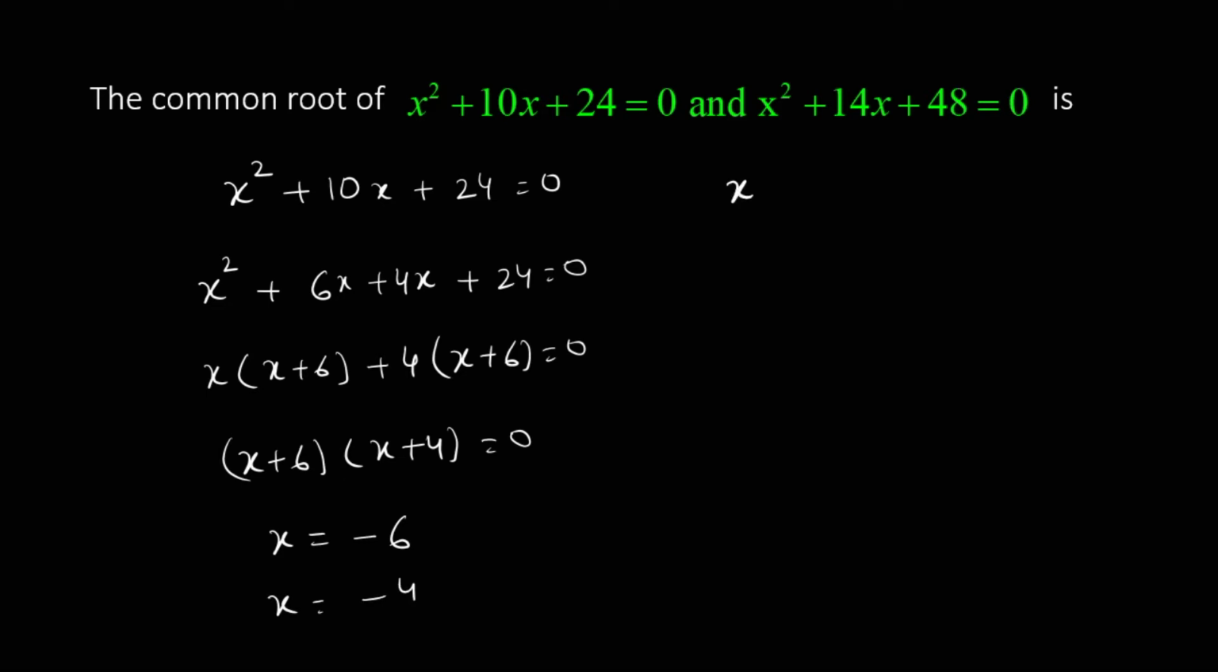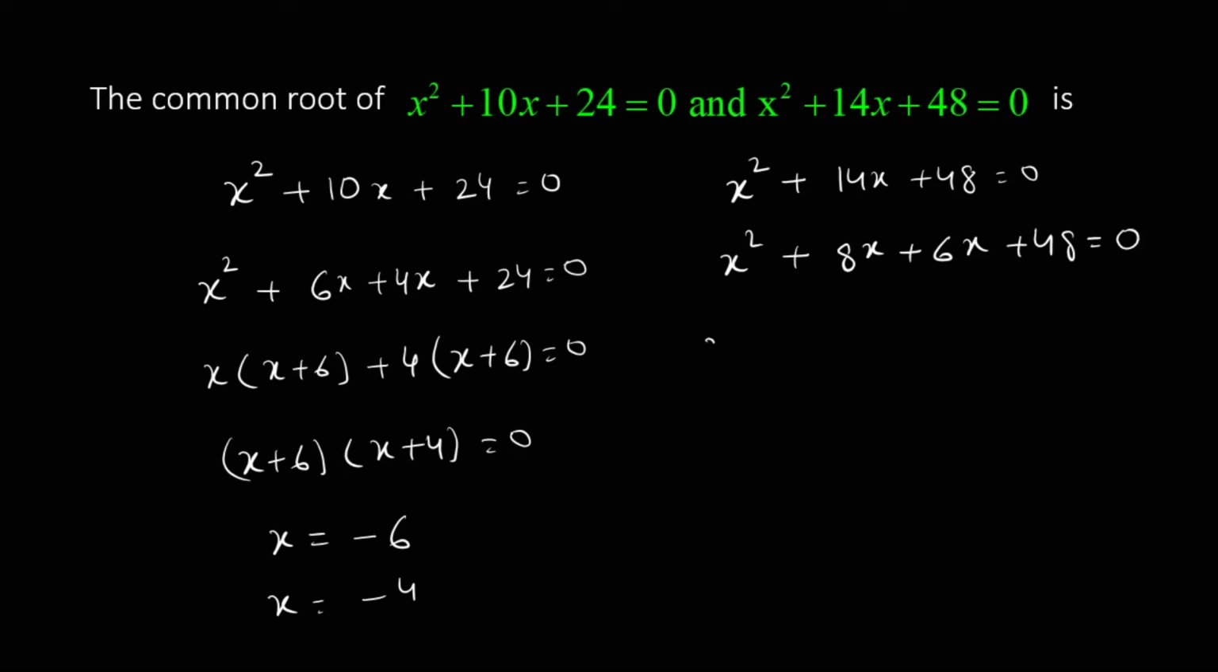Similarly, we can factorize x square plus 14x plus 48, this is equal to 0. So we can write here x square plus, the same concept is applicable here. We split 14 into two parts, that is 8x plus 6x, because 8 plus 6 is 14x and 8 multiplied by 6x is 48x square. So we have 8x plus 6x, we split like this.